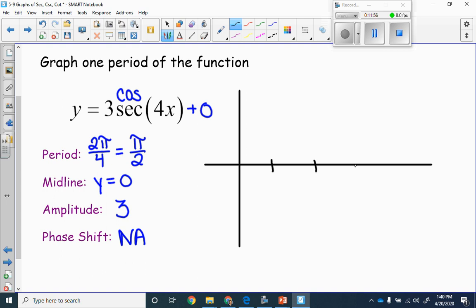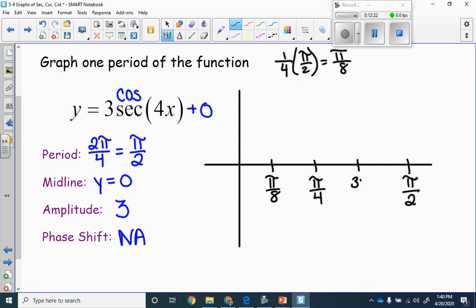So with cosine, here I know that it's going to take pi over 2. It's going to be one whole period that I'm looking for. I want to break that up into 4 equal sections, so I'm going to take 1/4 of pi over 2, which ends up giving us pi over 8. So here's pi over 8. 2 pi over 8 would be pi over 4. This would be 3 pi over 8, and then 4 pi over 8 would give us pi over 2.